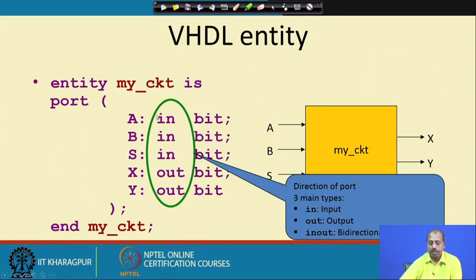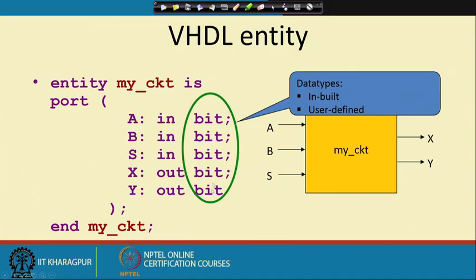Then the next part is the direction part. In and out are directions. There can be three main direction types: in for the input, out for the output, and inout for the bidirectional.